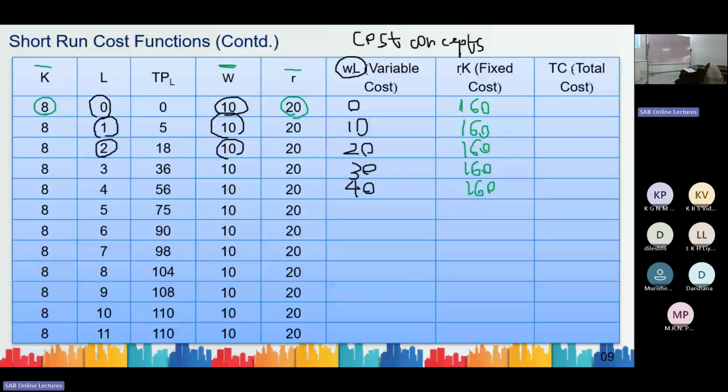And the total cost is the summation of variable cost and fixed cost. It is 160 here. It's 170, 180, 190, and 200. Likewise, you can continue the rest.